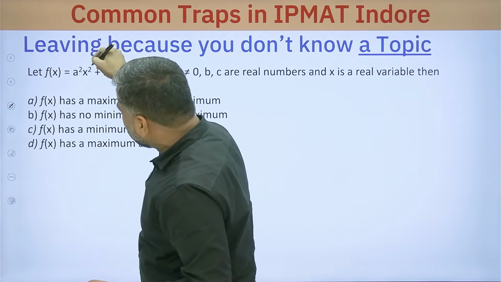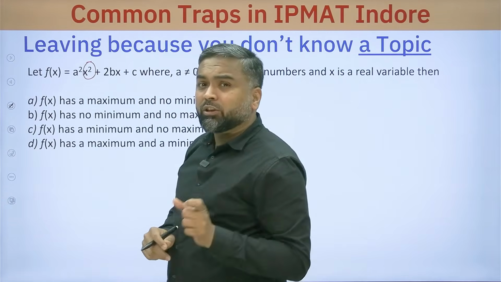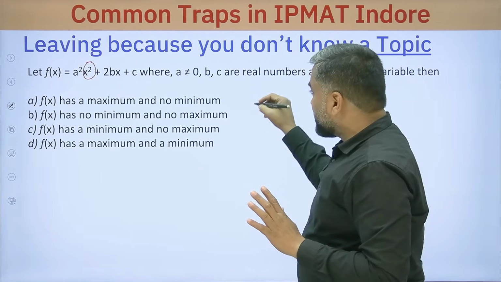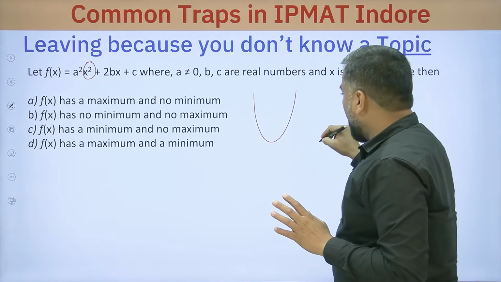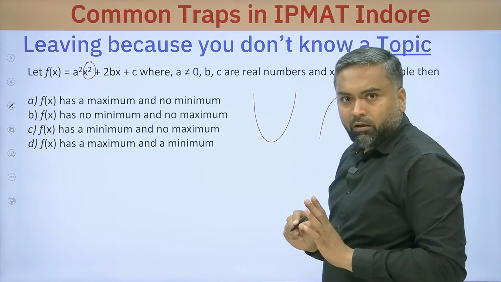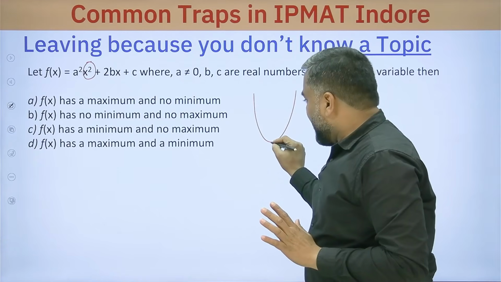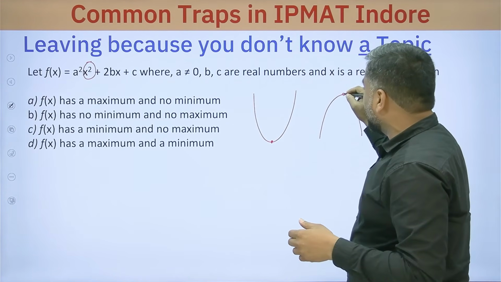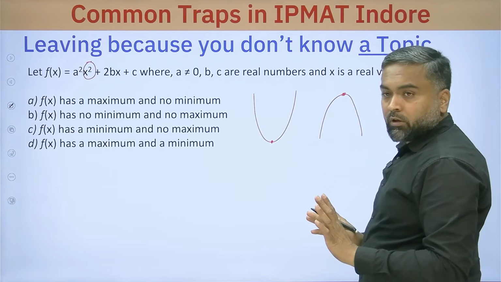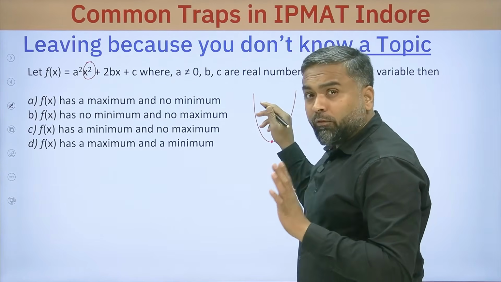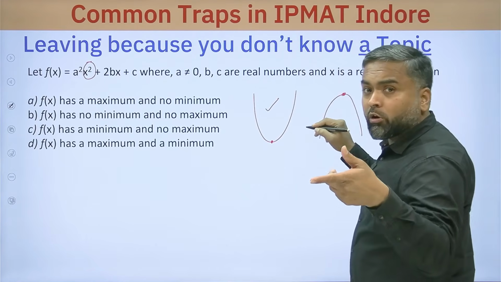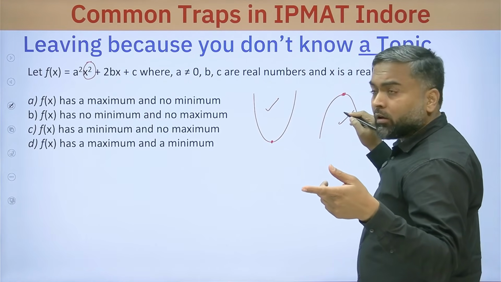And what is f of x? It is a quadratic equation. And we know that a quadratic equation will be like this or it will be like this. Correct? It will have a minimum here and no maximum, or it will have a maximum in this case and no minimum. Now we know that if the coefficient of x square is positive, this is what you will get. If the coefficient of x square is negative, this is what you will get.